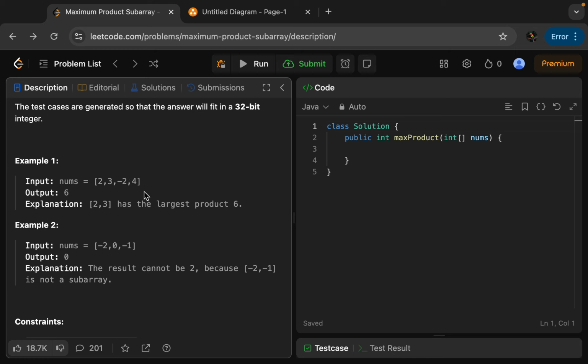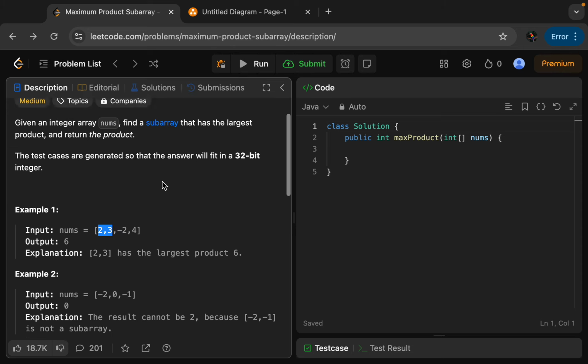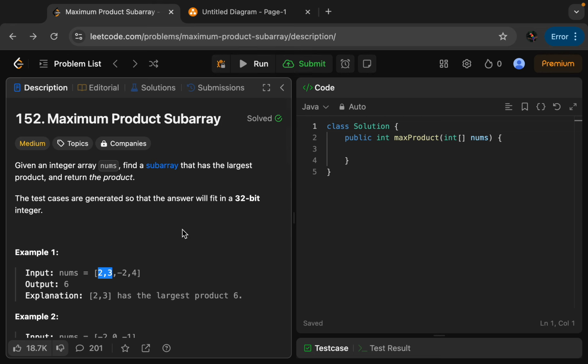So we can simply say that 2 and 3 would produce the largest product, that is 6. All the other subarrays would produce a product that is either negative or smaller than 6. So 6 would be the answer here, and this is the subarray that would have this maximum product.